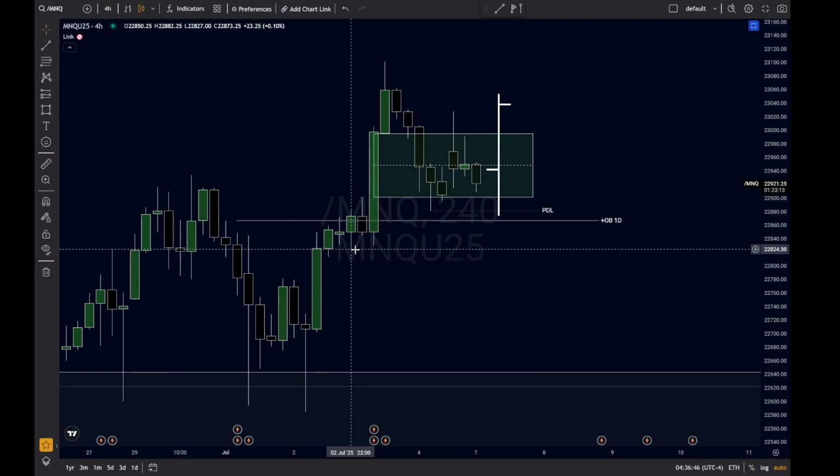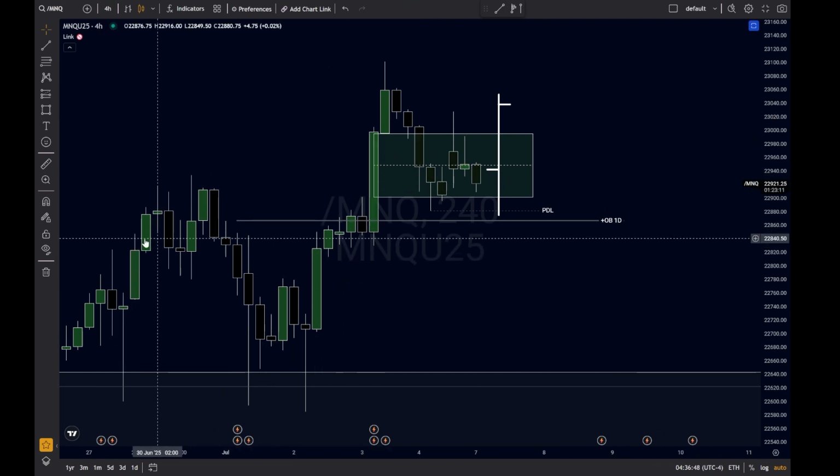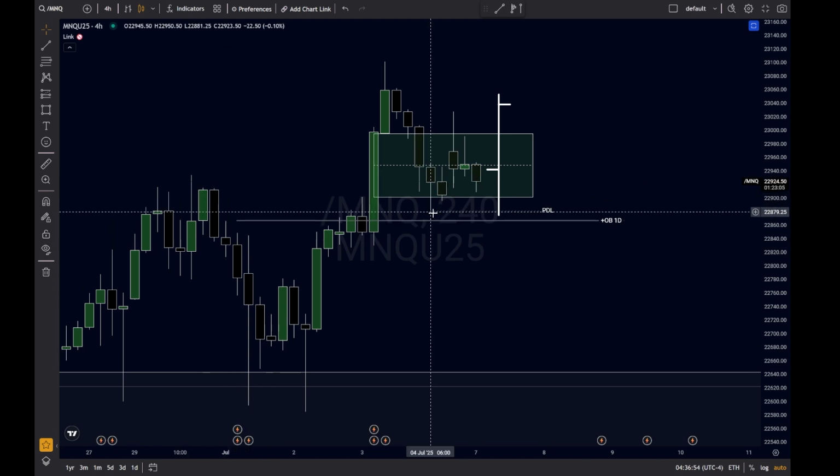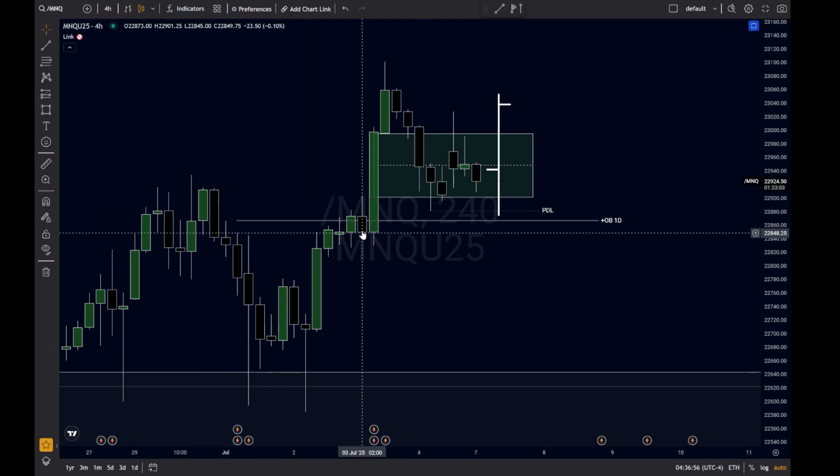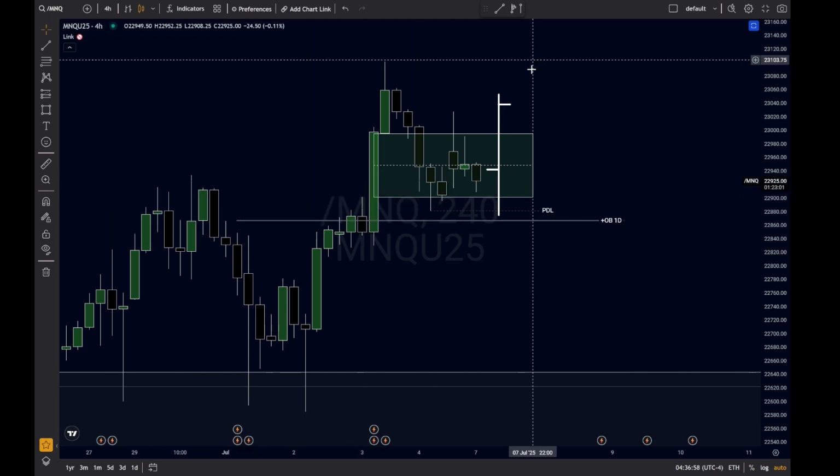We could also come down here. I see this as a bit of a balanced price range, and then you've got a breaker here. If we sweep previous day's low, we need to react off of this order block, this breaker, and come higher.